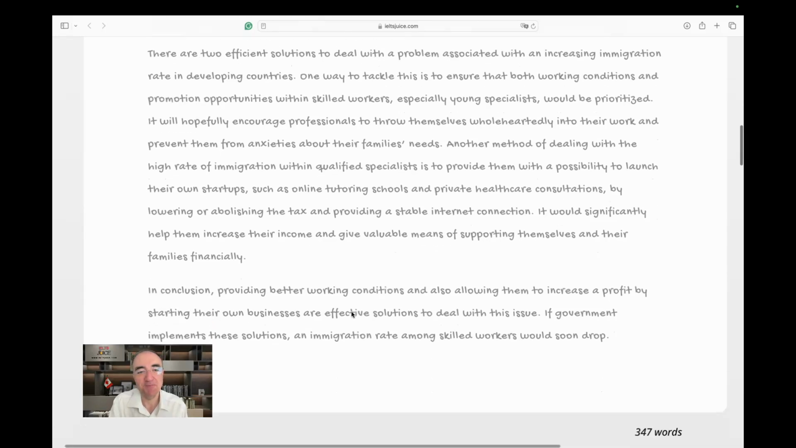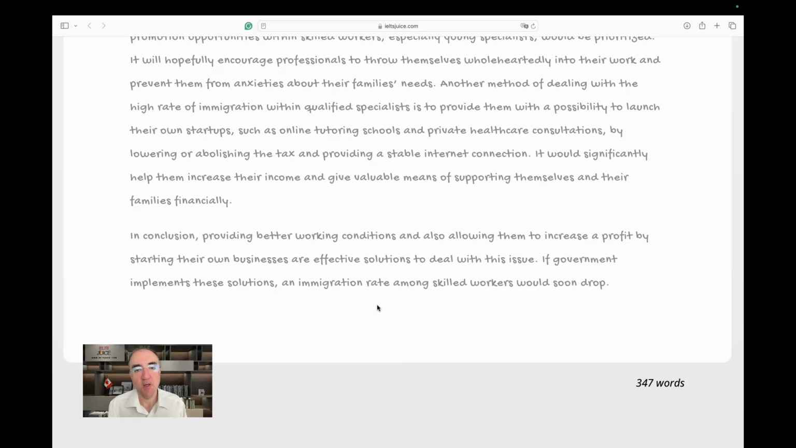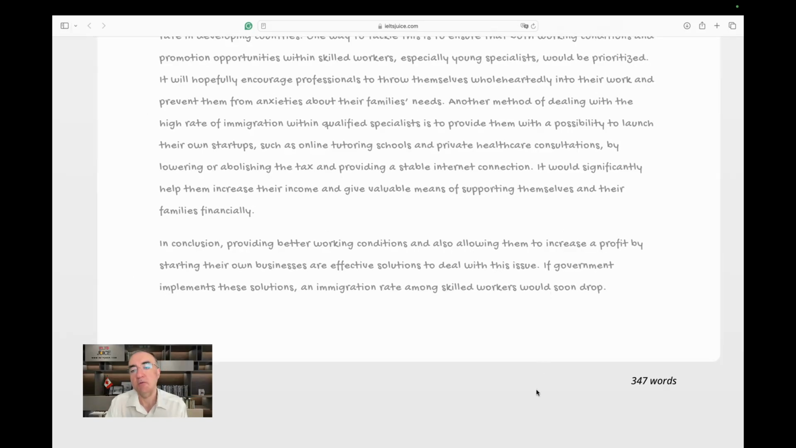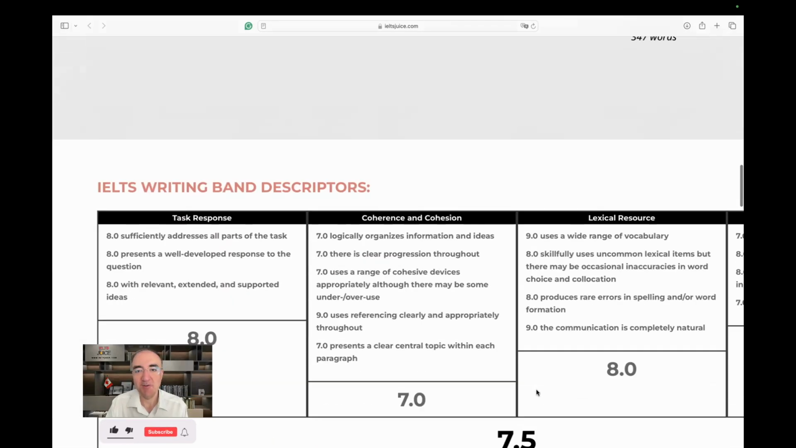This is lovely. Okay, and in conclusion, providing better working conditions and also allowing them to increase a profit by starting their own businesses are effective solutions to deal with this issue. If the government implements these solutions, the immigration rate among skilled workers will soon drop. Okay, 347 words. Let's look at the band descriptors.